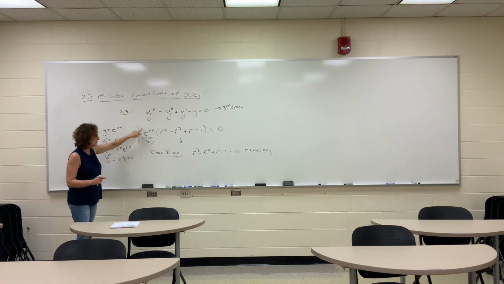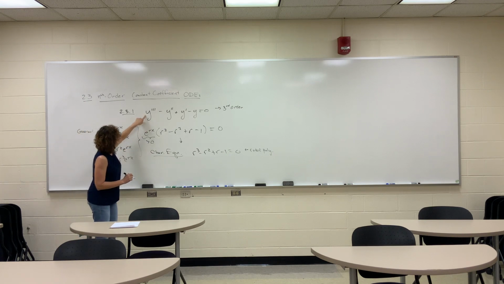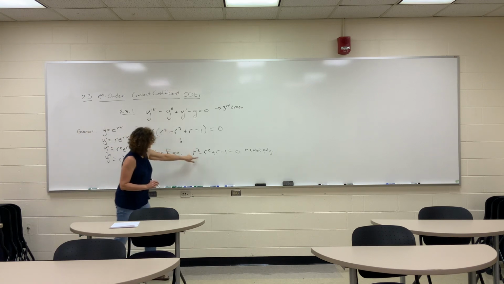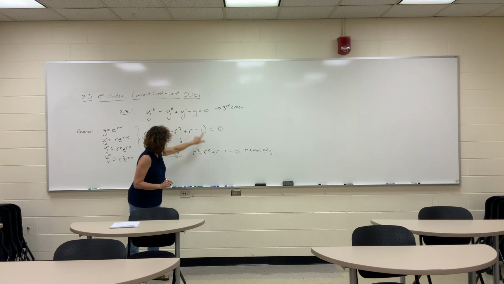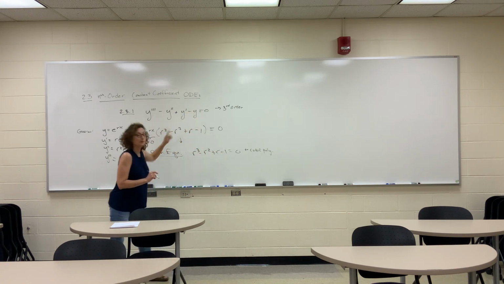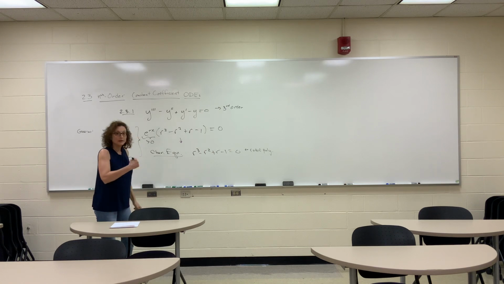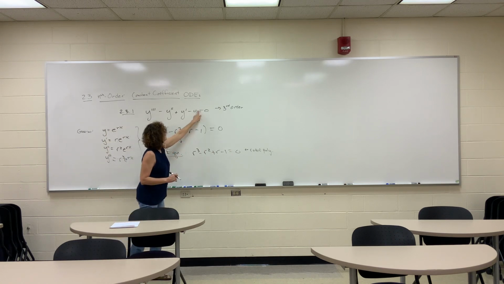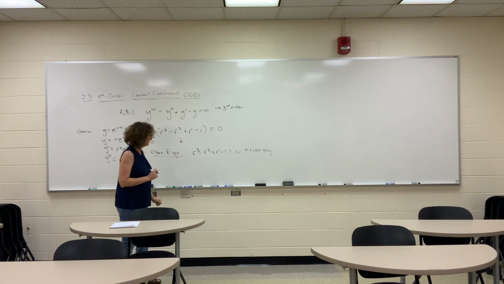But it's important to know where that step came from as well, right? It's important to be able to do both. So r cubed minus r squared plus r to the 1 power minus 1. There's a 1 coefficient of y there, 1 times r to the 0. This is the 0th derivative.